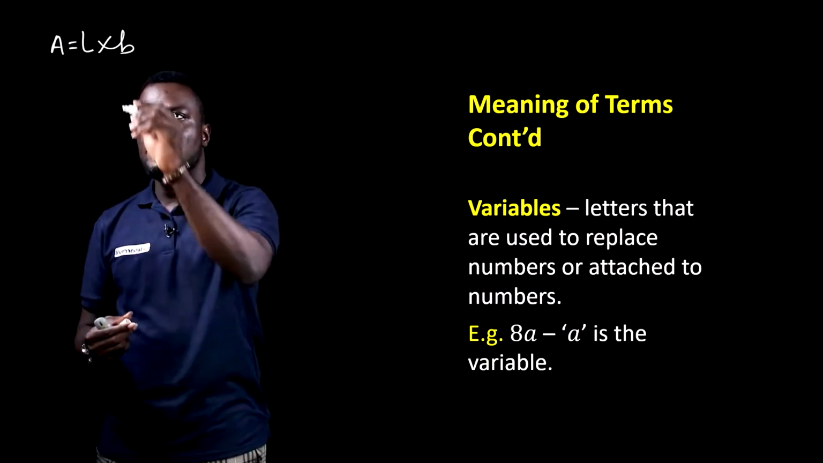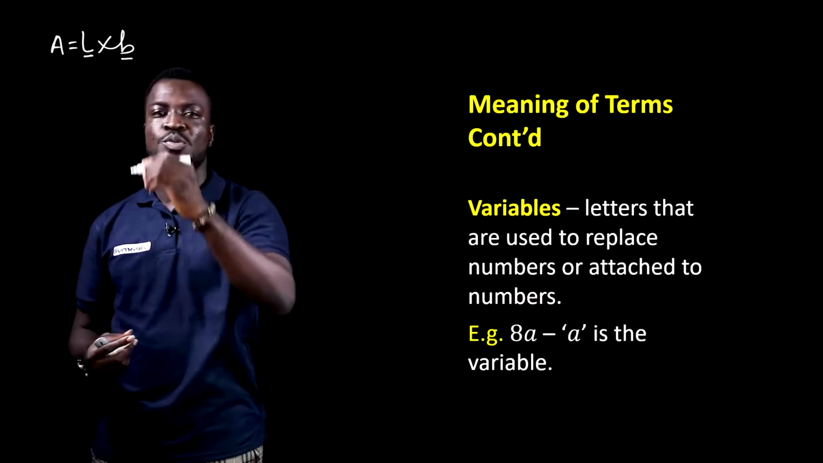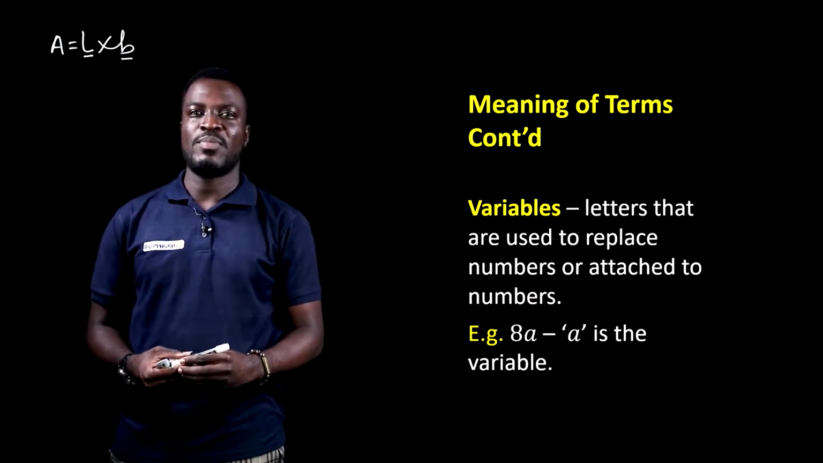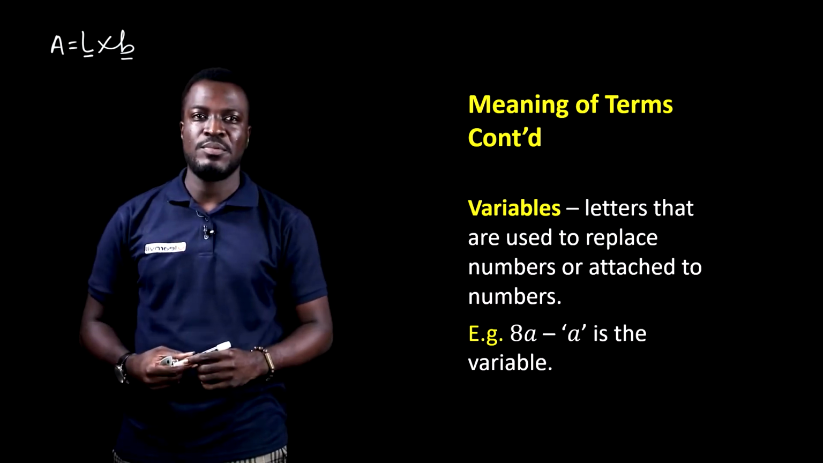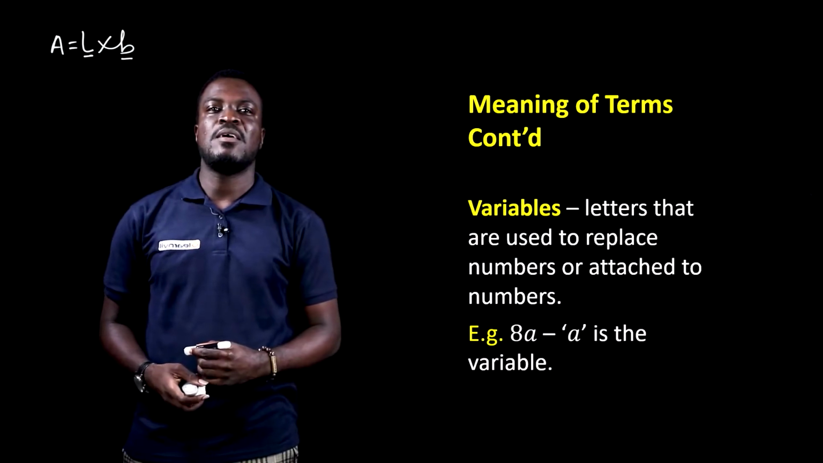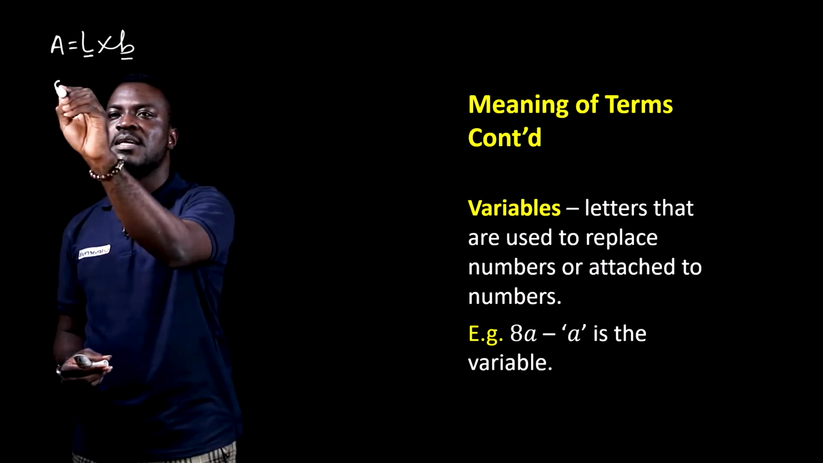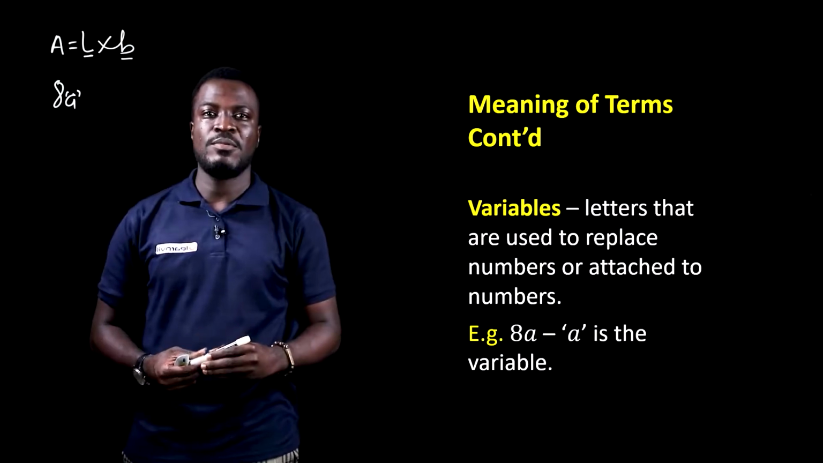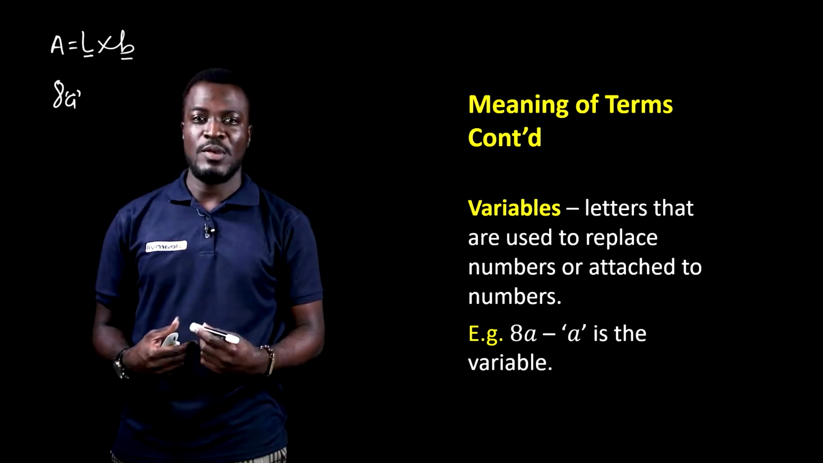L, that is the length, is also supposed to be a number. And then the breadth is also supposed to be a number. But they are standing in, or they are representing the numbers. So A is a variable, L is a variable, then B is also a variable. And then we also said that variables can be attached to numbers. So for example, when we take 8a, a is a variable because it is attached to a number. I hope you understand.